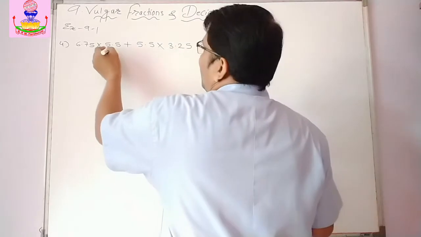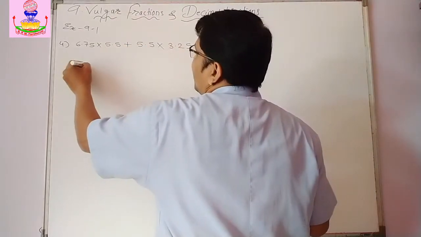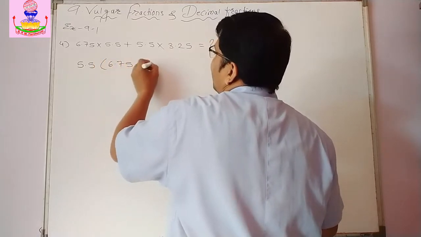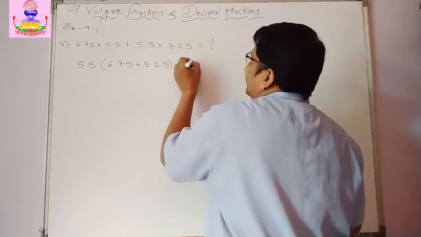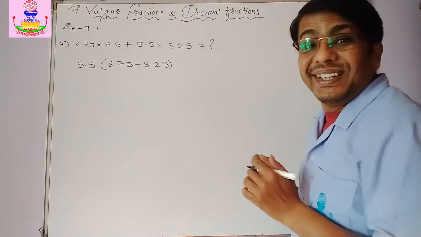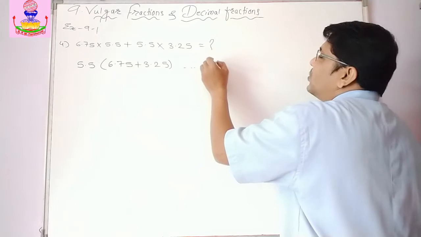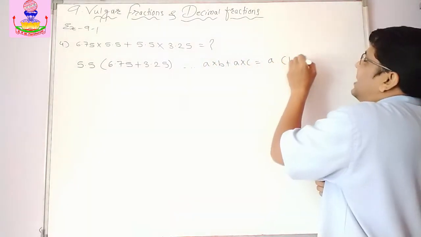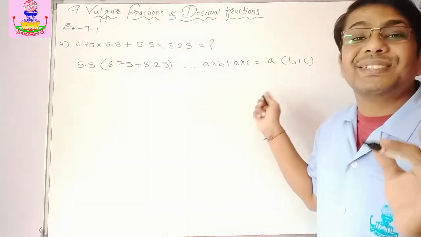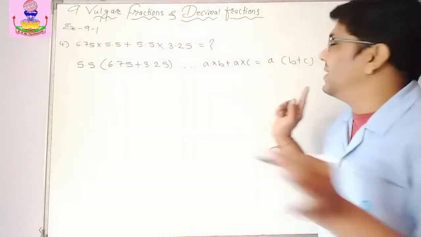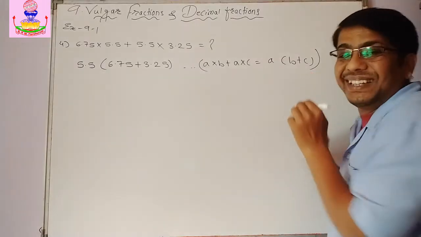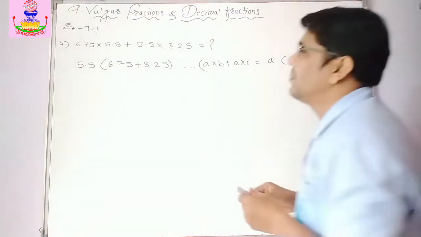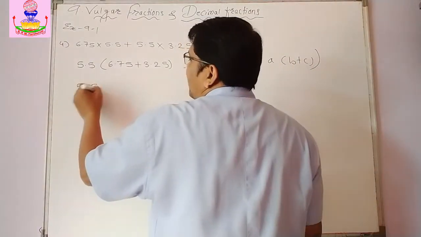Okay. Now, see here, 5.5 is common. So take out that 5.5 and left is what? 6.75 plus 3.25. Now, what is this property called? I am just writing that. A into B plus A into C is equal to A into bracket B plus C. You guess what this is called? This year you have studied this in topic number 1, if you remember. So name that what it is called. I have given you. Okay, now see what happens.